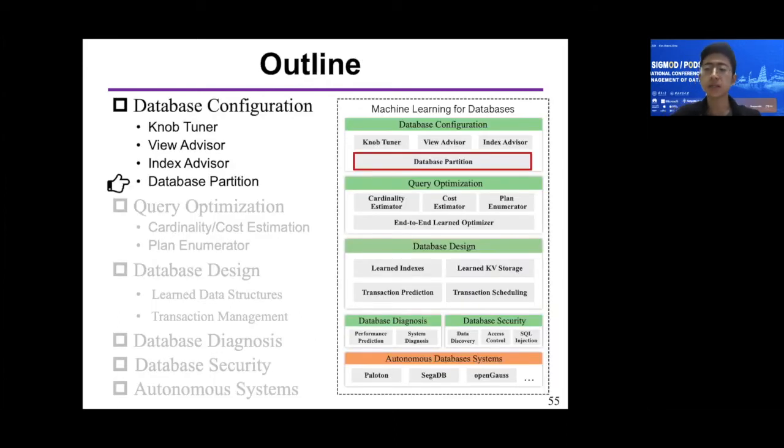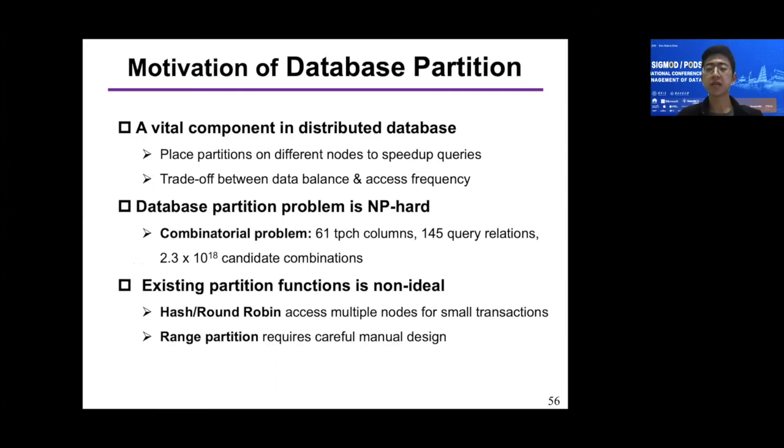Next, we will introduce the database partition on distributed databases. Most of the existing methods are horizontal partition in table level. It's extremely important to place different partitions across the nodes to speed up the query execution and balance data distribution. However, database partition is NP hard and needs to enumerate many different columns, and the candidate combinations can be very huge. And finally, the existing partition functions like hash or round robin are too simple to process complex transactions, and the range function requires careful manual design.